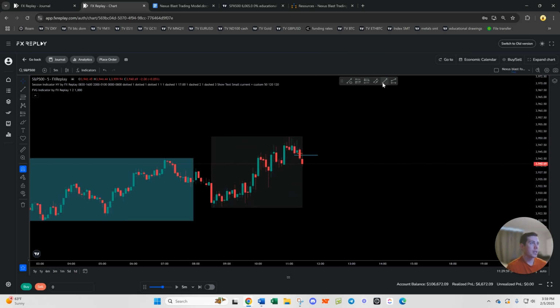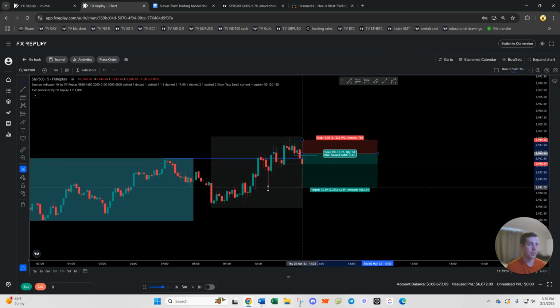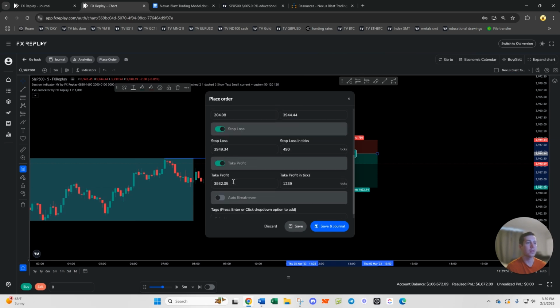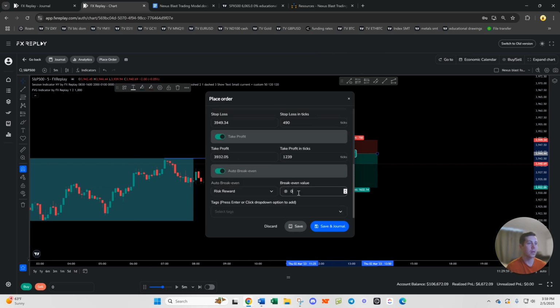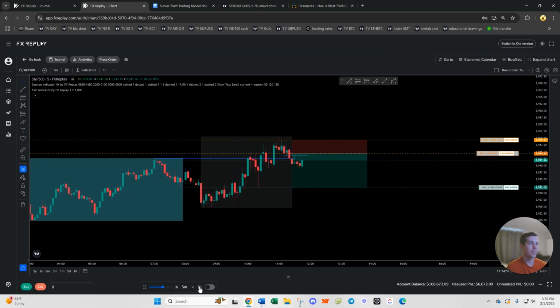All right, so this next day we have a sweep at the London high, so we're looking for a short. We eventually get a break of structure in the premium zone that gives us a fair value gap above it. So we'll enter on this fair value gap, use the most recent high as our stop loss, and target 2R with this one. Auto break even after 1R. See how this one plays out.